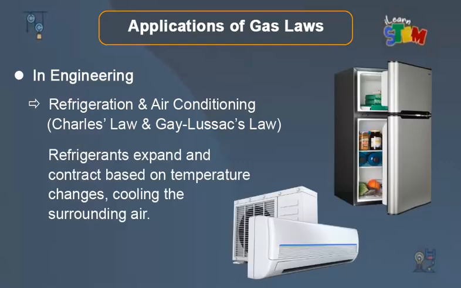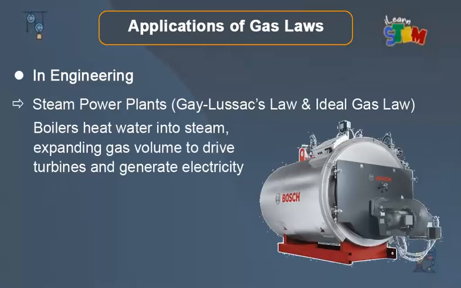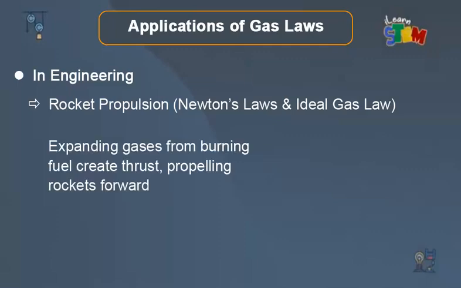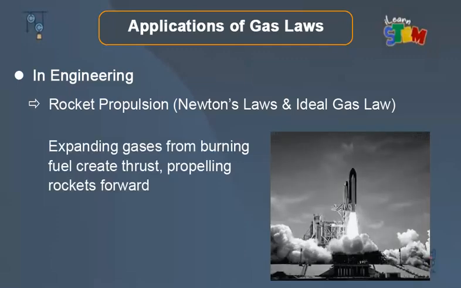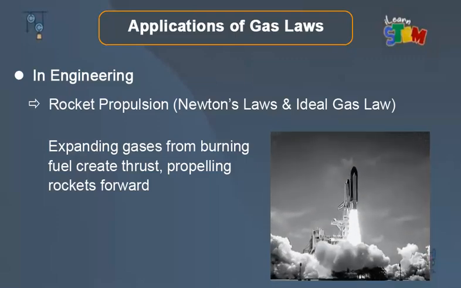Refrigerants expand and contract based on temperature changes, cooling the surrounding air. Steam power plants. Boilers heat water into steam, expanding gas volume to drive turbines and generate electricity. Rocket propulsion. Expanding gases from burning fuel create thrust, propelling rockets forward. You can go ahead to explore other gas laws.